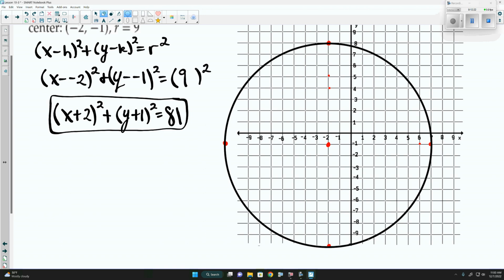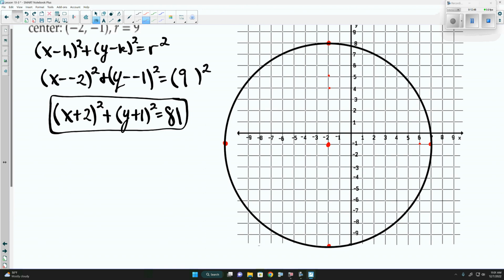Yep. But again, I'm not going to be counting off because it's not an exact circle. Any questions on this here?